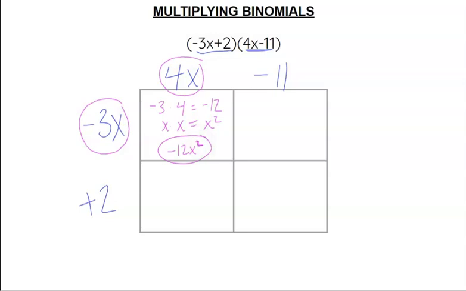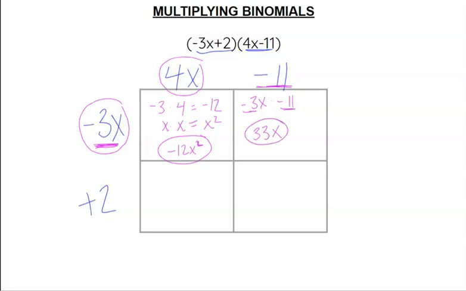Then we'll do negative 3x times negative 11. We can do negative 3 times negative 11. Negative times a negative is a positive. 3 times 11 is 33. And then we just keep the x with that value.